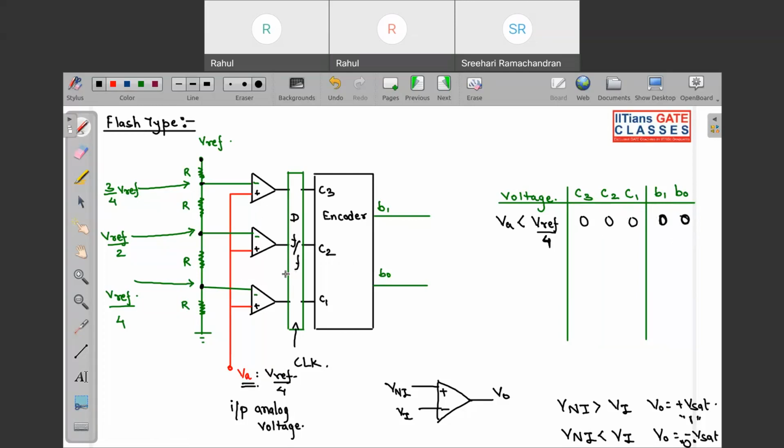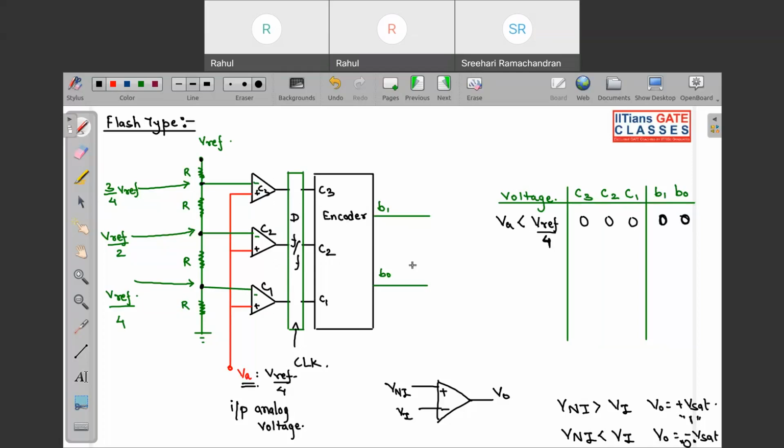Now why this D flip flop? See, there might be some finite amount of propagation delay in these comparators. Okay, comparator. So I should have written it as C3, C2, C1. So there might be some propagation delay in these C3, C2, C1. So what happens to synchronize the output of this? We are giving one D flip flop in between these comparators and the encoder.